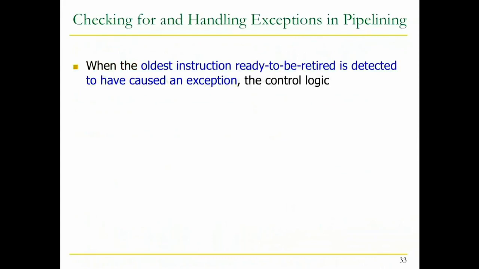So let's see what happens. First of all, before we go into this, how do you support it? Let's see what happens when you actually decide to handle an exception. Basically, we're going to look at exceptions right now because interrupts, as I said, could be handled when convenient. So when the oldest instruction in the pipeline that's ready to be retired is detected to have caused an exception, the control logic needs to do multiple things.